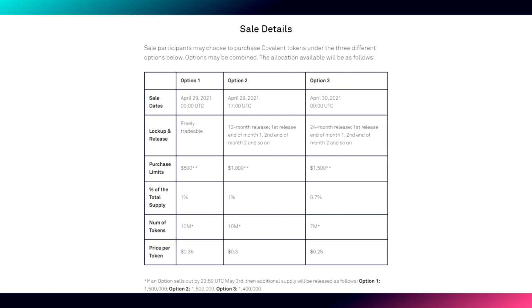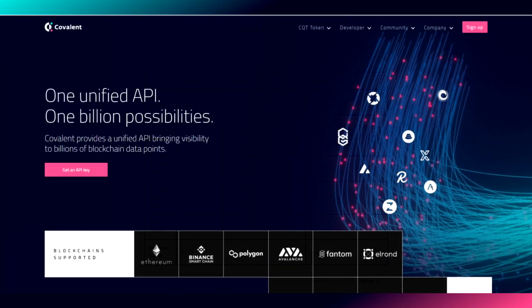Now, of course, there's also differences in the amount of time a token is locked up. The most expensive option is tradable immediately. The cheaper options take a little bit longer to unlock. You can find all of this information on their website.